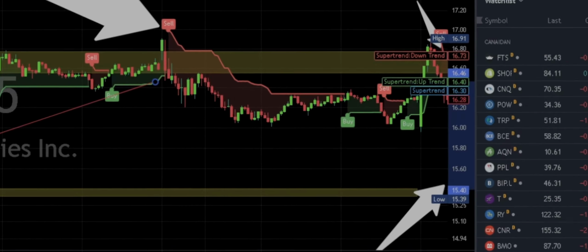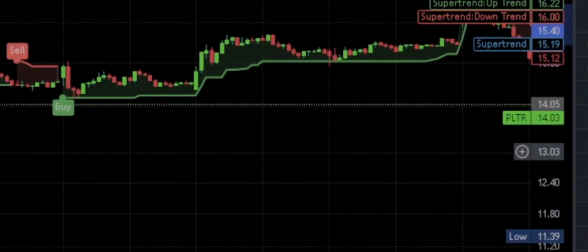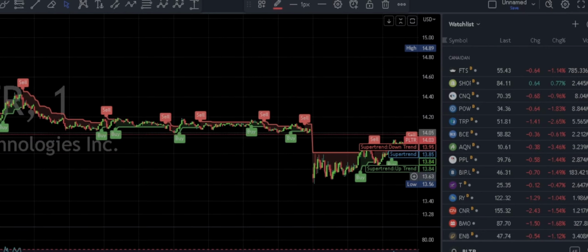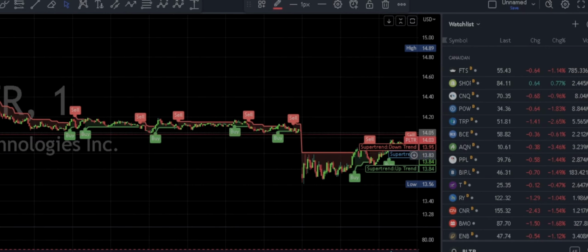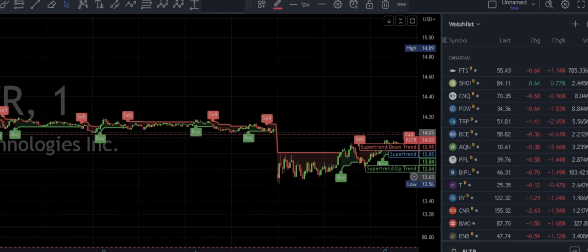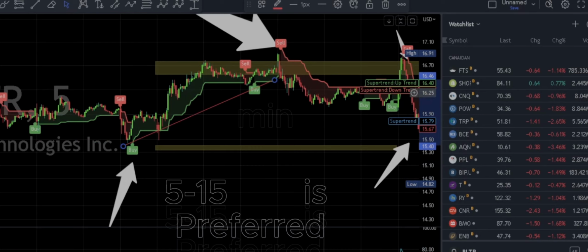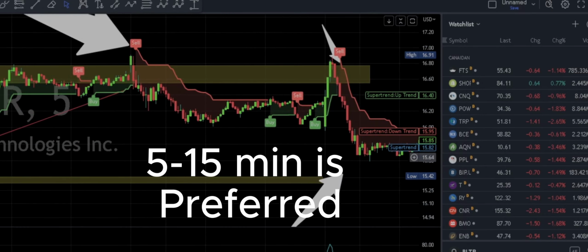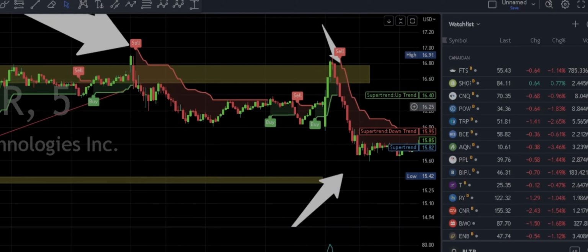But what I'm trying to suggest is the higher time frame you go, the less noise you get. If you go 1 minute, you get a lot of buy and sell triggers, which is okay, but it's just too many trades in a very short period of time. I think 5 or 15 minutes would be a great time frame to use.